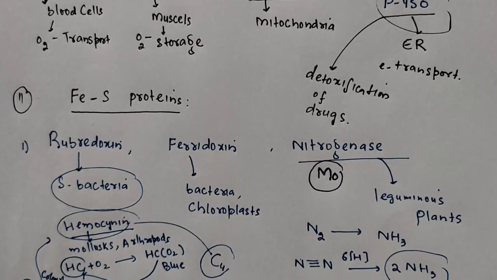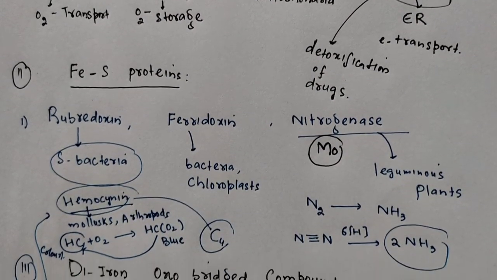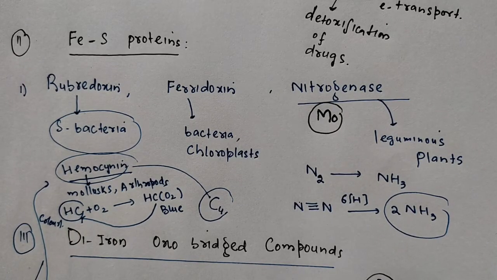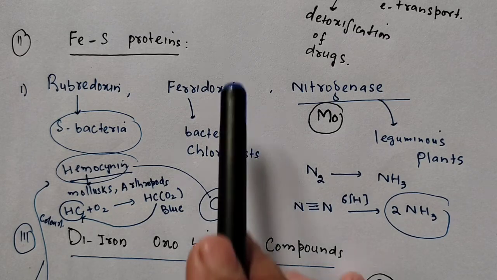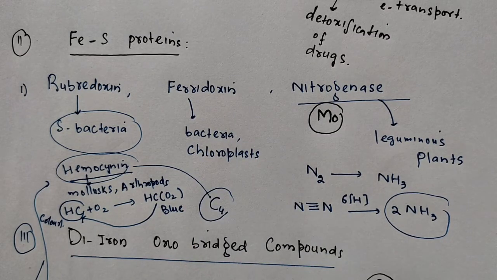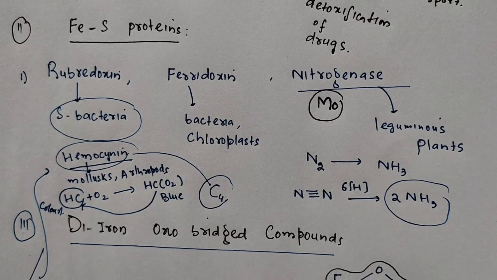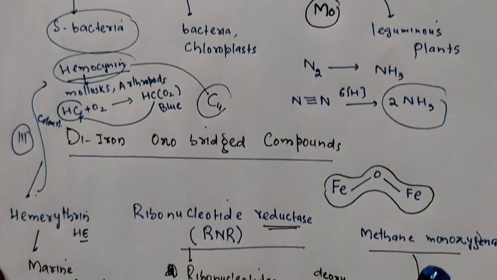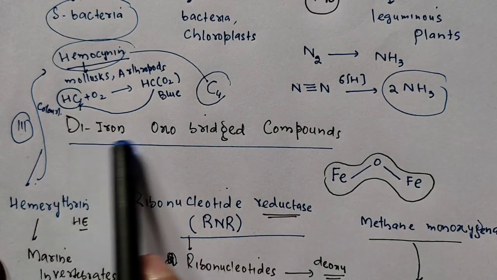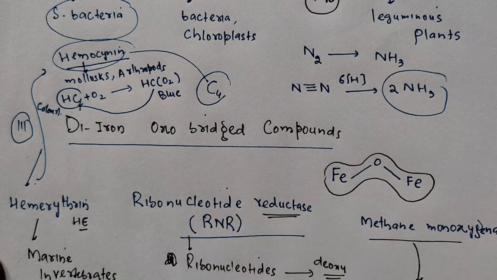Okay. Then iron-sulfur proteins, which contain iron and sulfur, or we can say they contain Fe-S linkage. They include rubredoxin, present in bacteria, ferredoxin, present in chloroplasts and bacteria, and nitrogenase, present in leguminous plants, which converts atmospheric nitrogen into ammonia by the reduction process. Besides iron and sulfur, it also contains molybdenum. Then we have another important category, that is, di-iron oxo-bridged compounds.